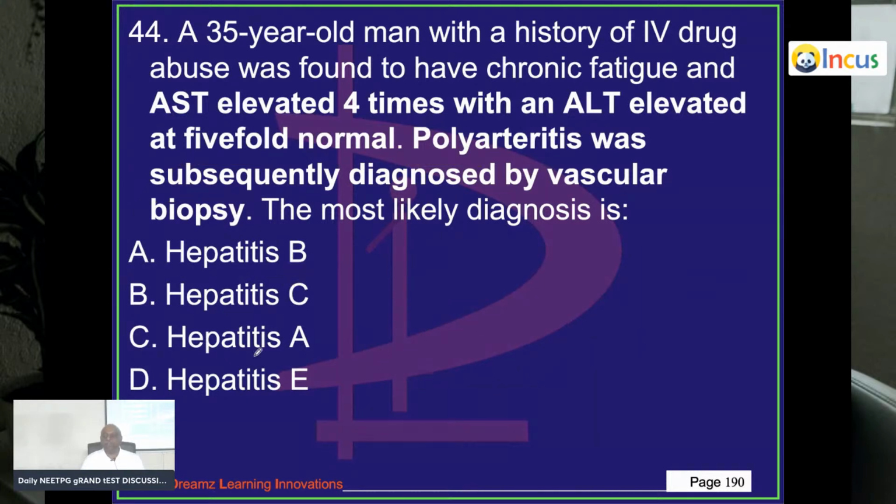Polyarteritis nodosa is associated with hepatitis B. HBV serological positivity is seen in polyarteritis nodosa patients.